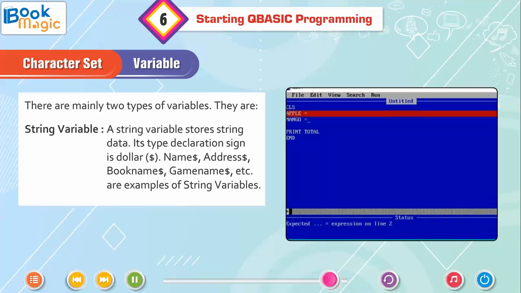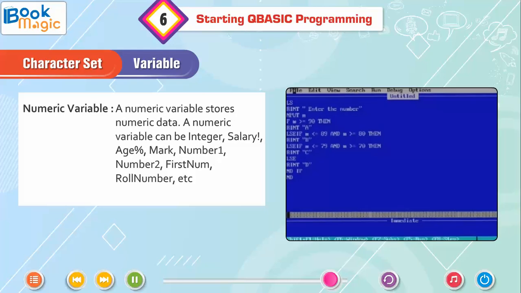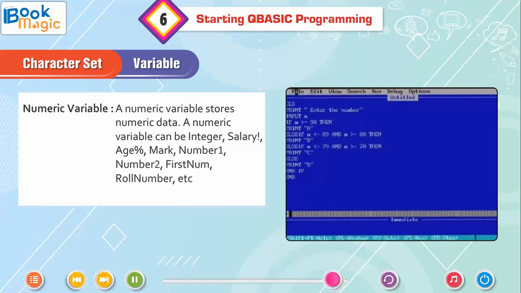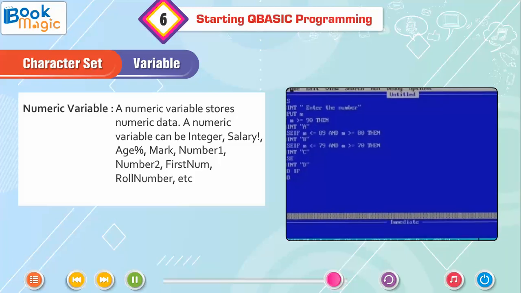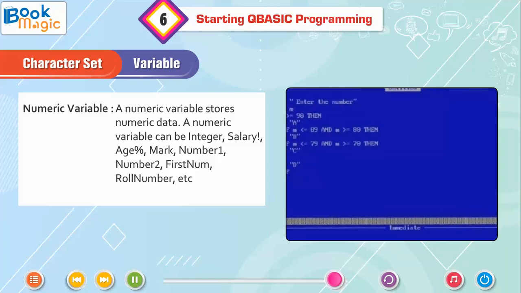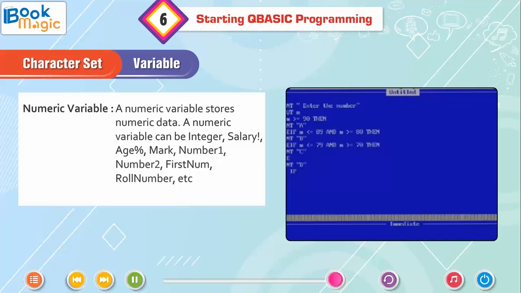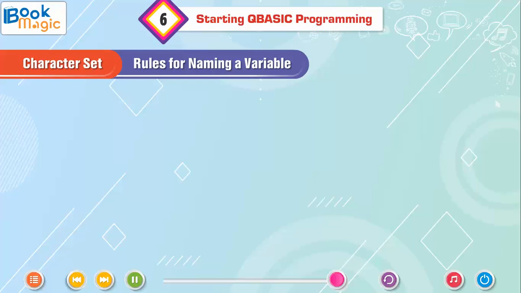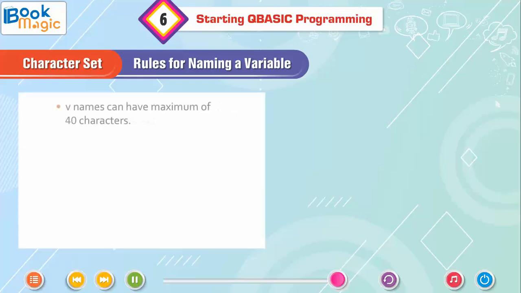These are examples of string variables. Numeric variable: a numeric variable stores numeric data. A numeric variable can be an integer, for example salary!, age%, mark, number1, number2, first num, roll number, etc. Rules for naming a variable.